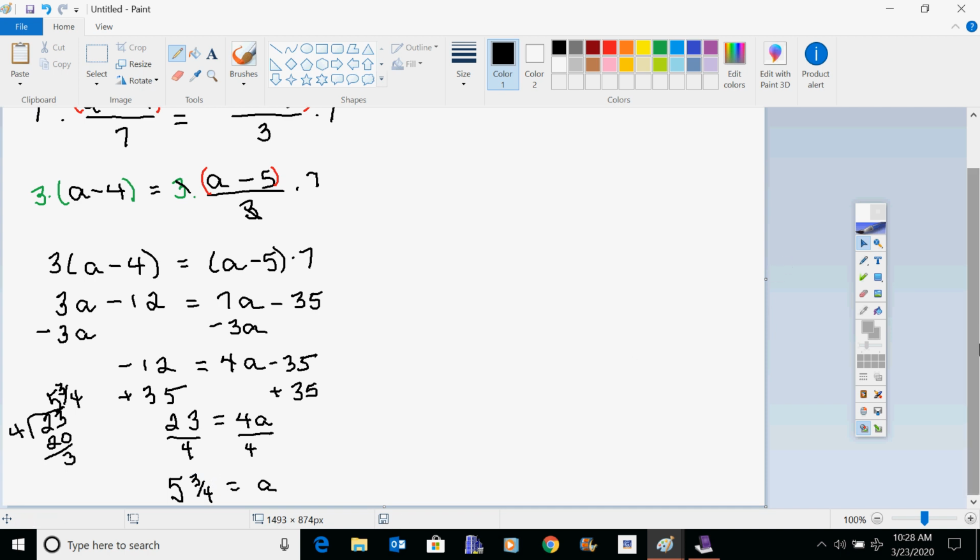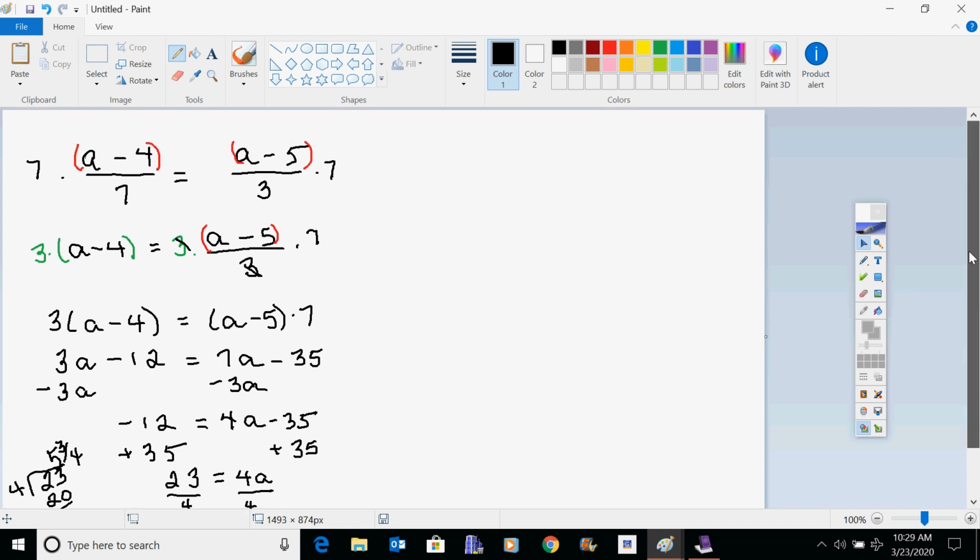Okay, and what I would like to do is I'd like to show you a little shortcut to that, and it is called cross multiplication. You know about cross canceling, but here's another thing that you can do when you have an equals. I'm going to go back to our original problem here, and show you where this comes from. So I have a minus 4 over 7 and a minus 5 over 3.